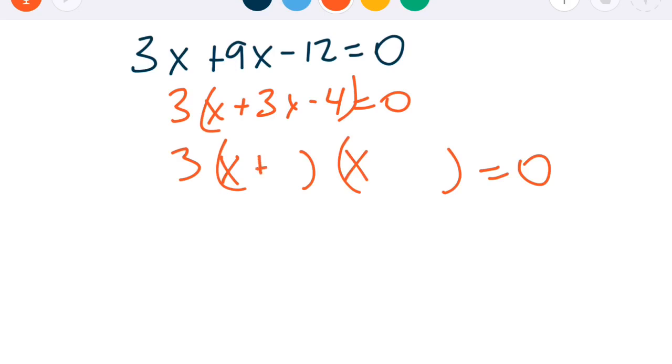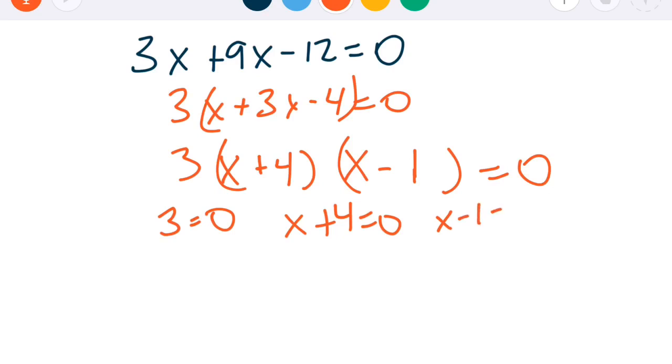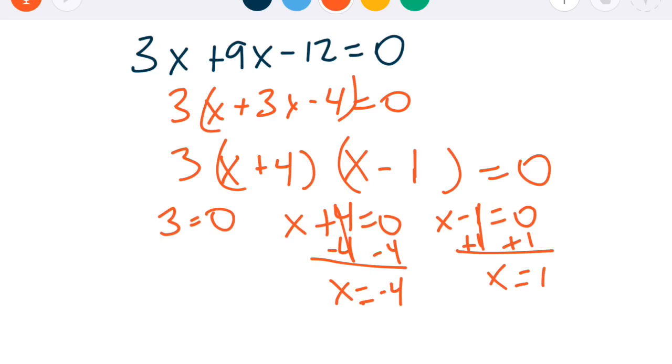So the way we're going to do that is if we have 4 times negative 1, that is negative 4, and then when you add together 4 and negative 1, you get positive 3. Alright, so here we have three things. We have the GCF and we have the two factors. So the GCF doesn't really apply to our solutions, right? 3 equals 0, that doesn't really make sense. So we're going to focus more on the parentheses, and just like we've been doing, x equals negative 4, and x equals 1. So our solutions are negative 4 and 1.